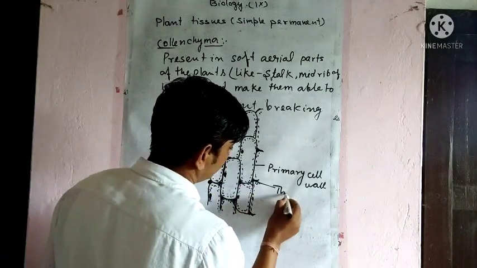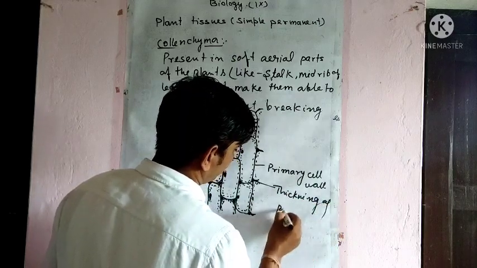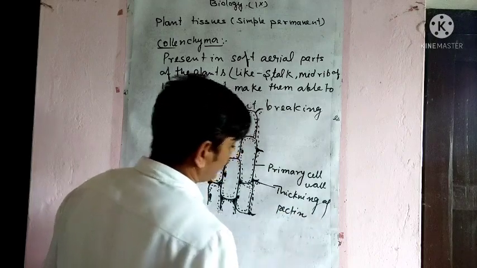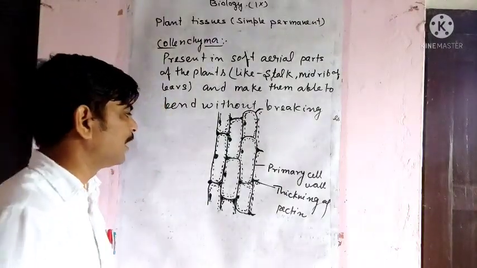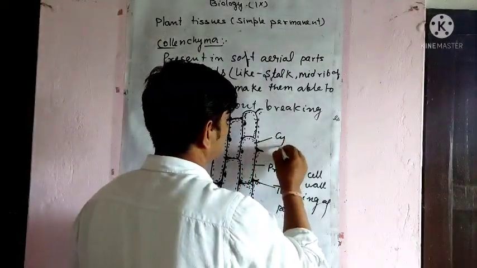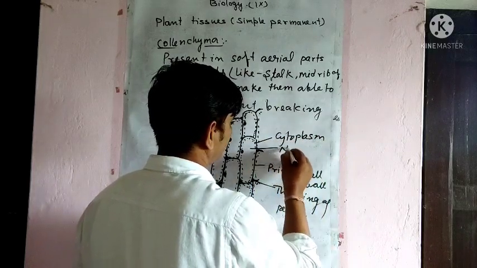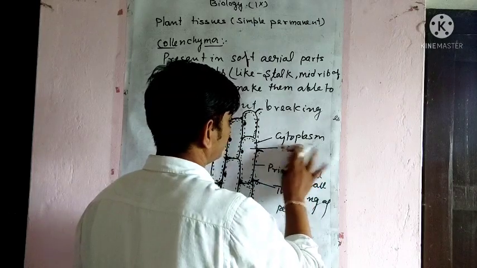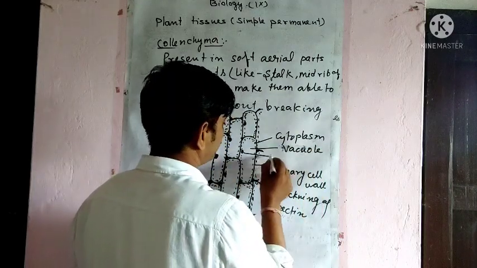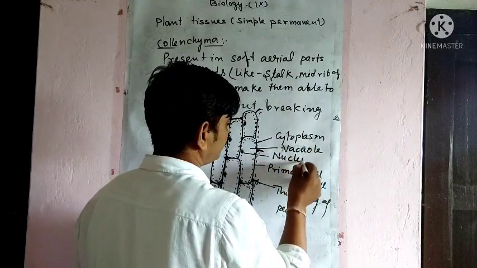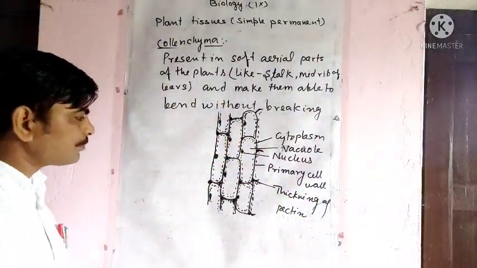What is the thickening of? Pectin, where a number of cells join together in the plant. This you can name cytoplasm, this you can name vacuole, and this is the nucleus.